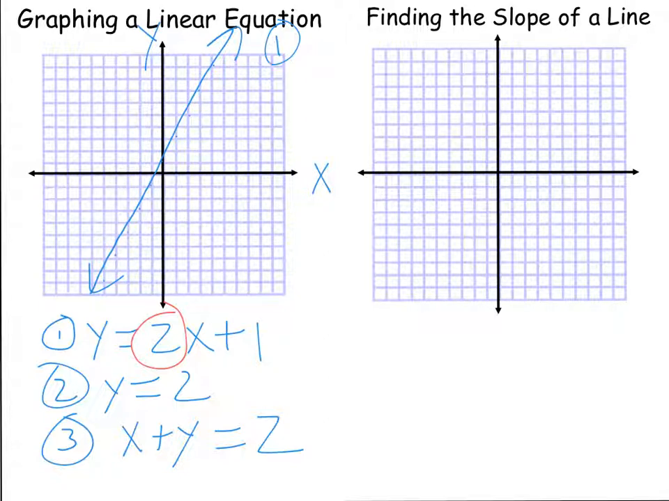Right here at y equals 2, that's the one that has a slope of 0. Okay, if you wanted to think about it like this, you certainly could. That's why there's no x, is the number that goes with that x is the slope, and it's 0. Okay?